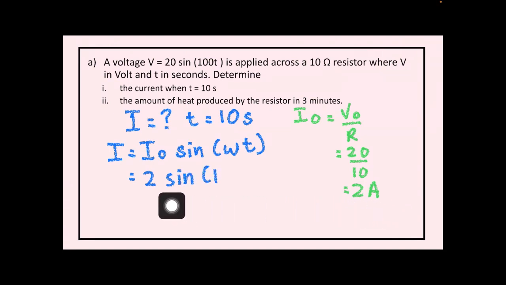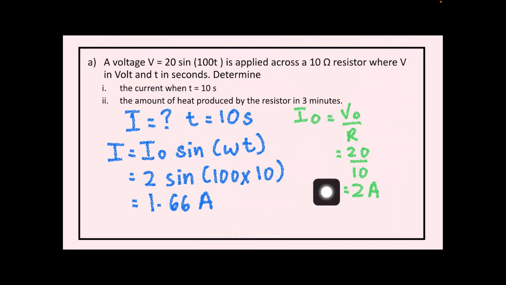So substitute all the values of I naught, omega and also T. We get I equals to 1.66 ampere. So 1 mark will be given to I naught, and another one is for I equals to 1.66 ampere for JU1.